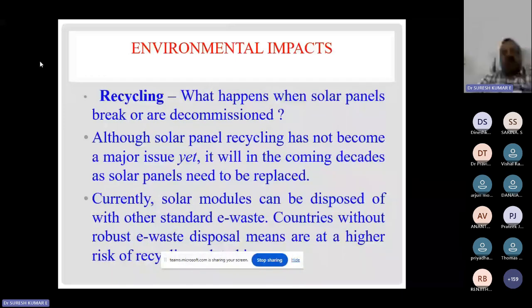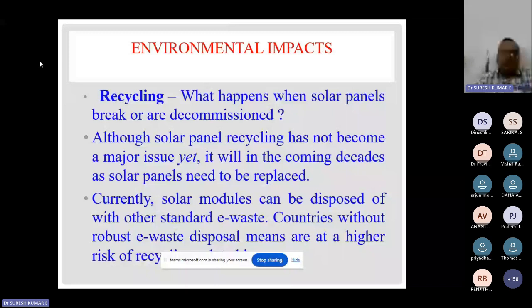Now recycling. What happens when solar panels break or are decommissioned? This is the issue. Nowadays, nobody is thinking about solar panel decommissioning. Everybody wants commissioning because of 30 to 40 years of life. But after 30 or 40 years, what will happen? It should be decommissioned and a new panel should be commissioned. Then the real environmental impacts come.